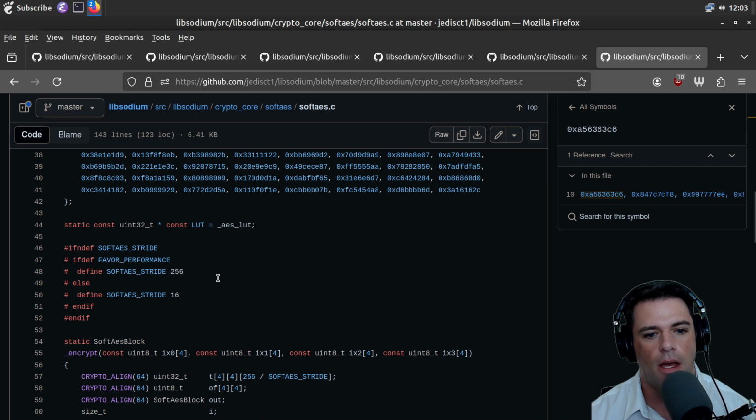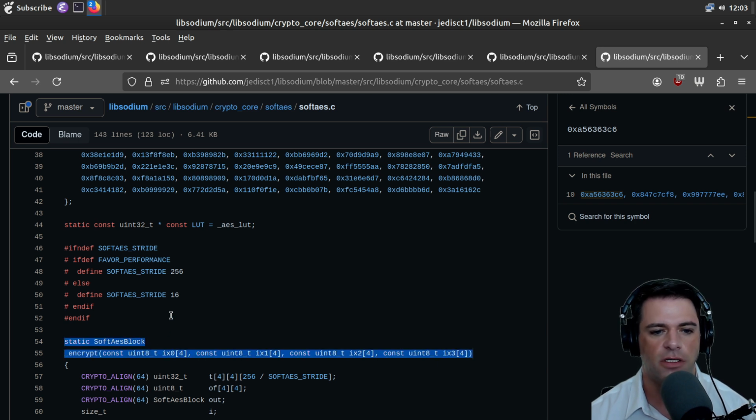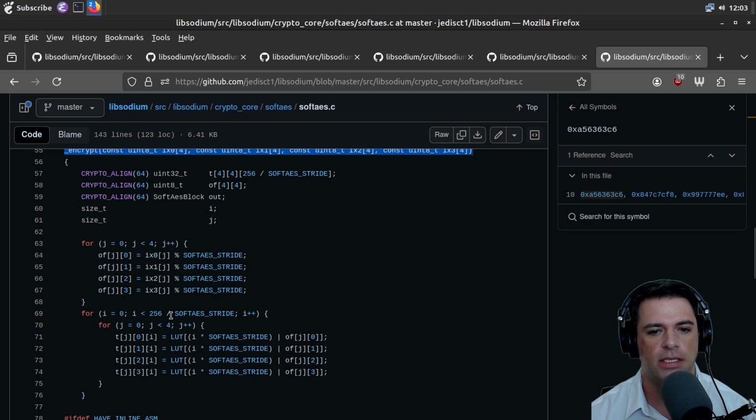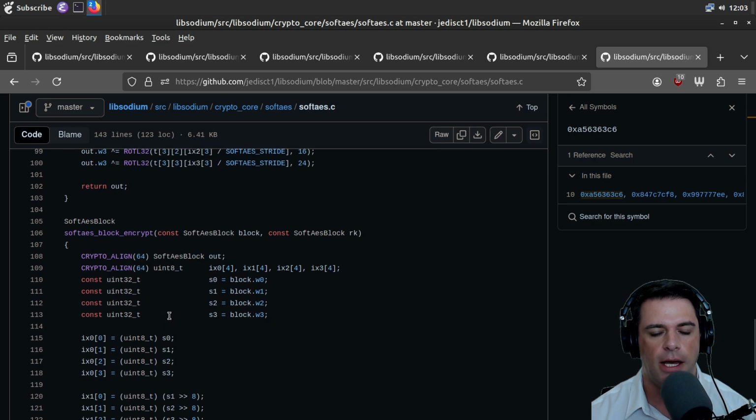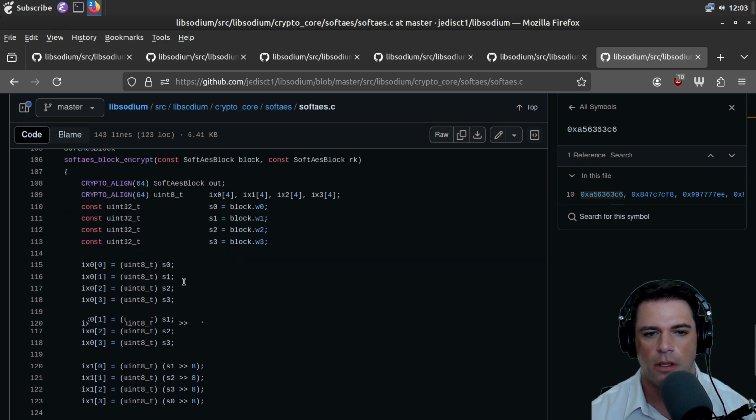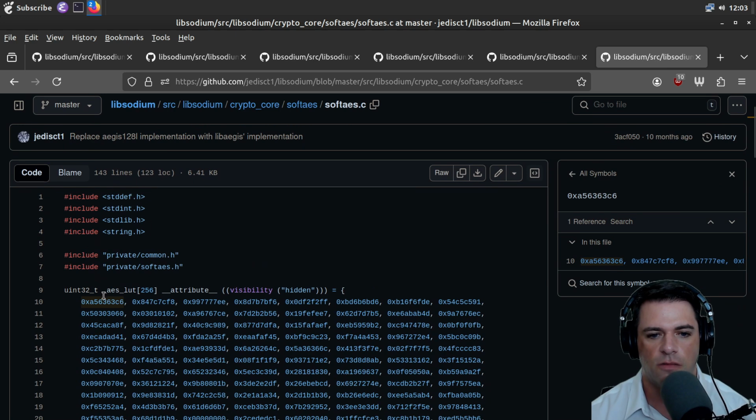Okay. All right, so we have the soft AES block. Maybe soft AES is like software AES as opposed to hardware accelerated. In fact, I'm going to guess that's what it is. There's some stuff about inline assembly. Yeah, I'm guessing this is just software.